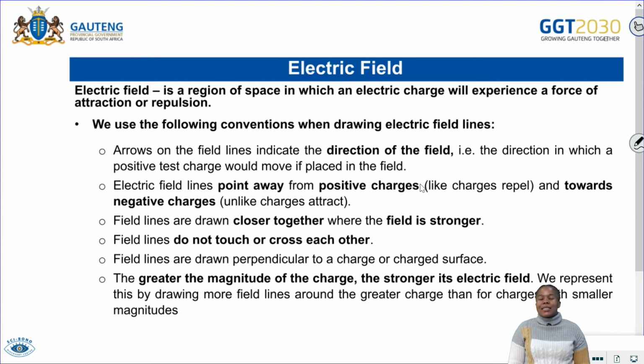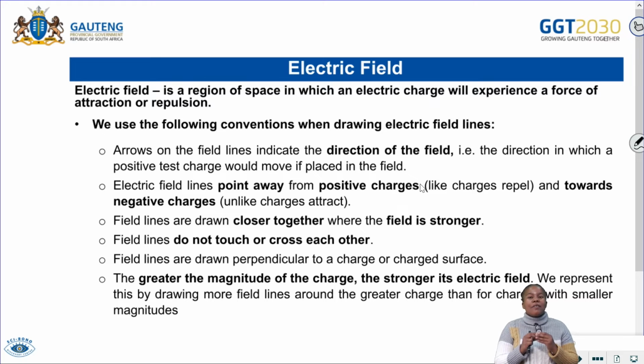Now, there is electric field as well. Okay. But now, how does electric field come into play, as you may ask yourself? Now, electric field is a region in space in which an electric charge will experience a force. Okay, so it is a region in space where this charge is experiencing a force, whether it be a force of attraction or a force of repulsion.